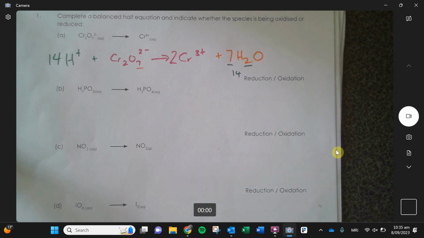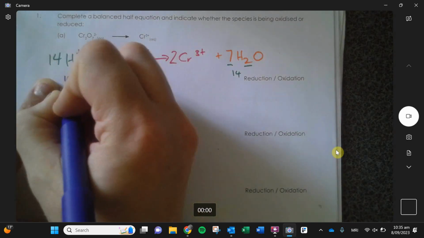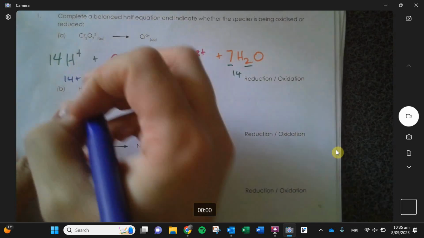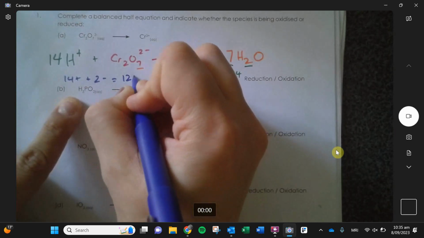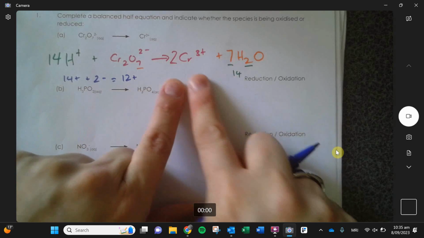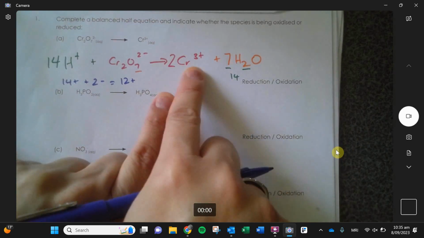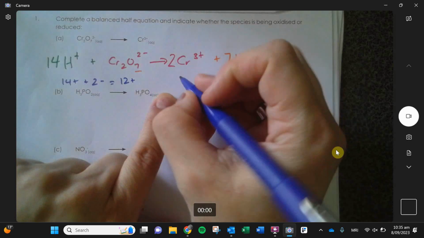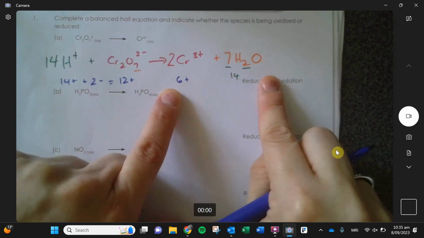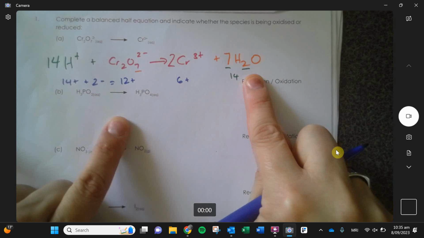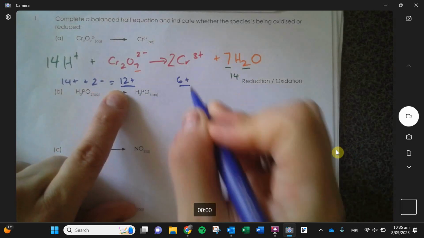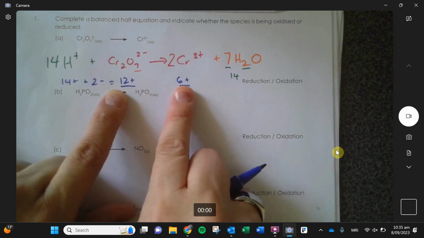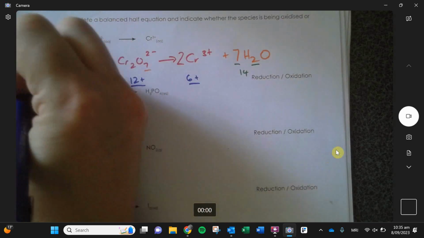Last step, check the charges on both sides and then add the electrons to the higher side. So this has 14. That is a negative 2. So total charge on this side is going to be positive 12. On this side, that is positive 3, and I have 2 of them. So I have positive 6 on this side. Water is providing nothing, so that is 0. So that's 6 and that's 12. So I'm comparing those 2 numbers. So I need to bring this number down to 6. And the way I do that is by adding the 6 electrons.